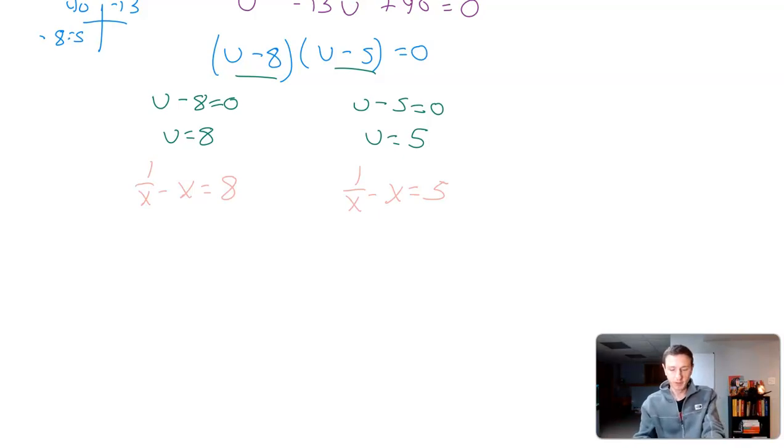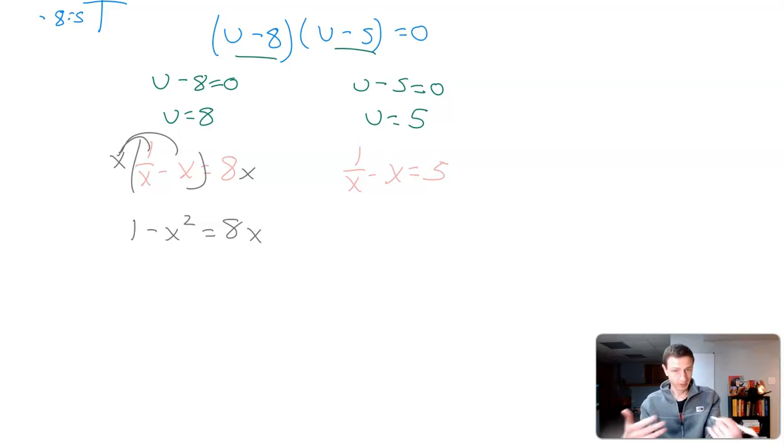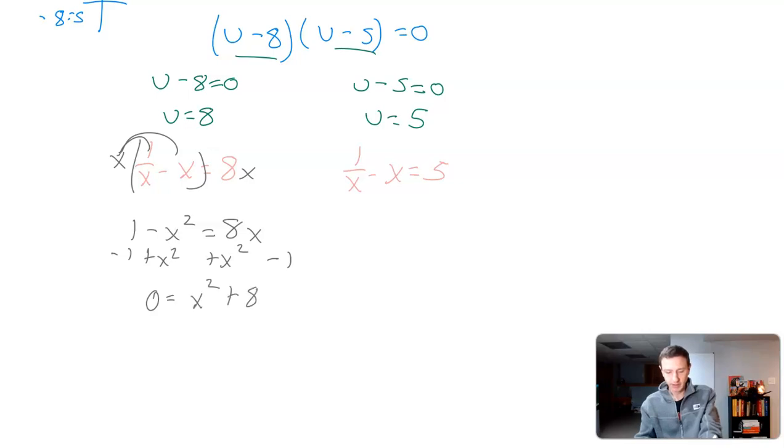So over here, I'm going to multiply by x. So I'm going to have 1 minus x squared equal to 8x, because 1 over x times x is 1, and I have to do that to the other term, so that's minus x squared equal to 8x. I'll just do one at a time. So now I'm just trying to solve. I'm going to add the x squared over to here. I'm going to subtract 1 also over here. So I'm going to have 0 equals x squared plus 8x minus 1.